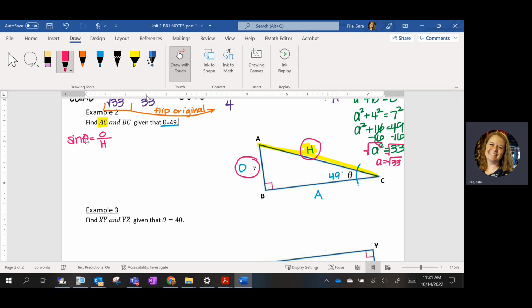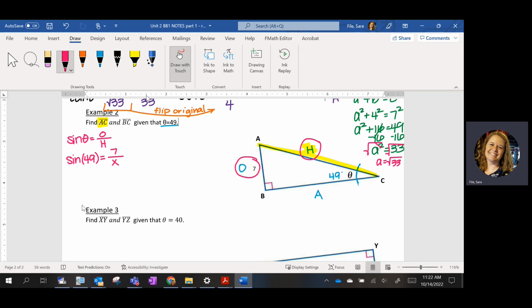Whenever you set up your trig, you've got three pieces. You've got the angle and two sides. Only one of those three pieces can be missing. You have to know two of the three for this to work. I do know the angle. They told us it's 49. I know the opposite side is 7. So my missing piece is the hypotenuse. That's my x. So far, so good?